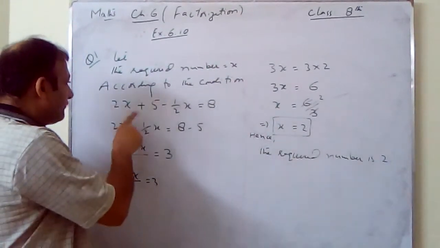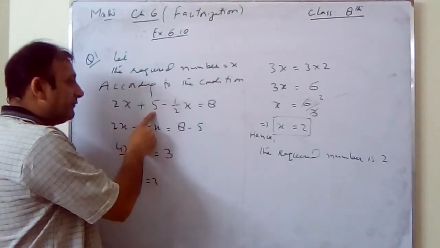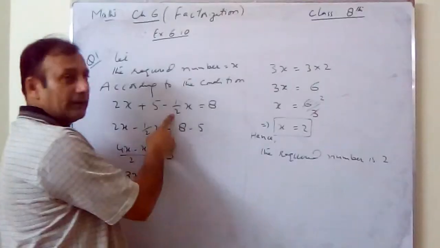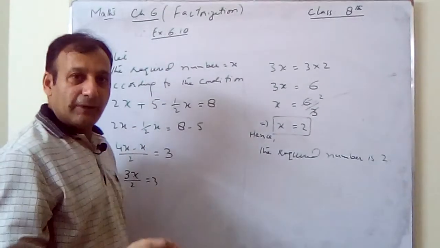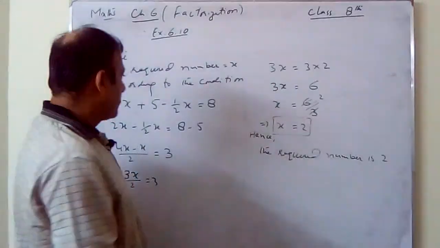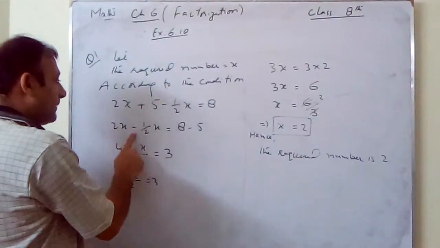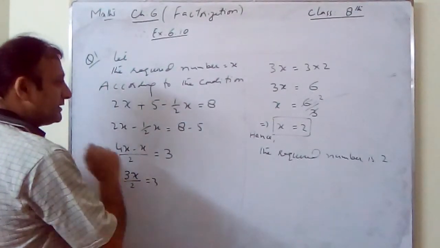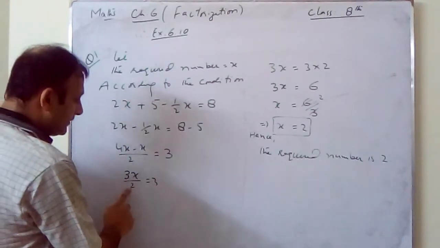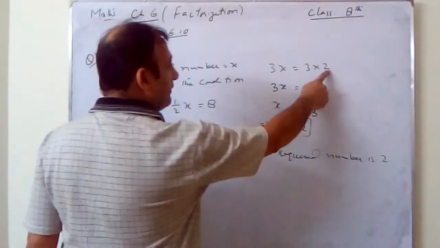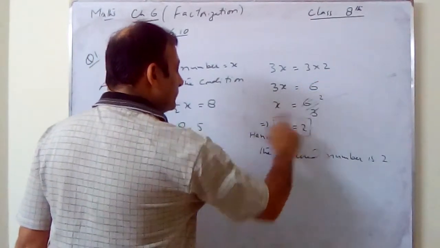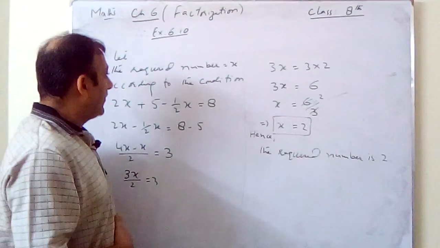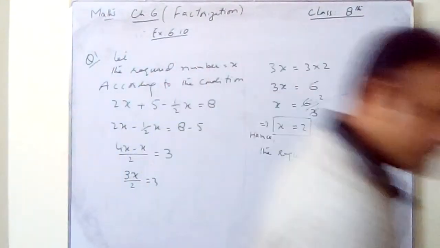The condition is that Ahmad added 5 to twice a number. Then he subtracted half of the number. Half of the number means 1 by 2 into x, that is x divided by 2. So combine like terms here, 2x minus 1 over 2 x, and take this 5 from left to right. Take the LCM, simplify it. 3x over 2 is equal to 3. 2 is dividing here, so we are multiplying on the right side. So dividing by 3, x is equal to 2. So this is the way to get the answer.